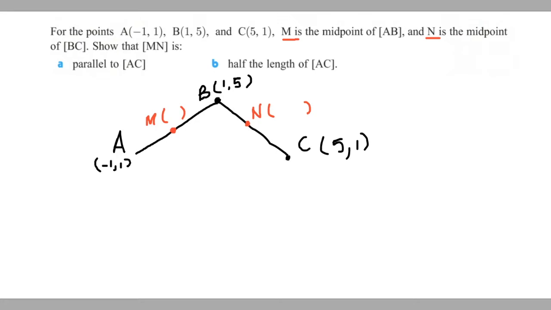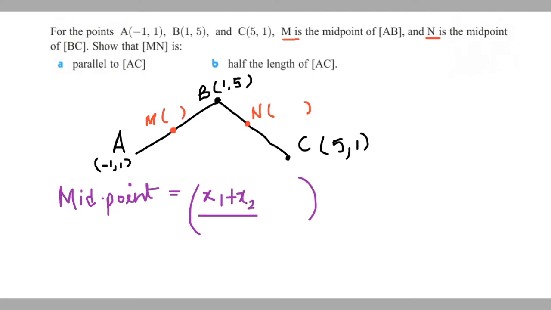For that, first of all, I need to know the midpoint formula. If there are two points (x1, y1) and (x2, y2), then the midpoint of these two points will be ((x1 + x2) upon 2, (y1 + y2) upon 2). This is our midpoint formula.